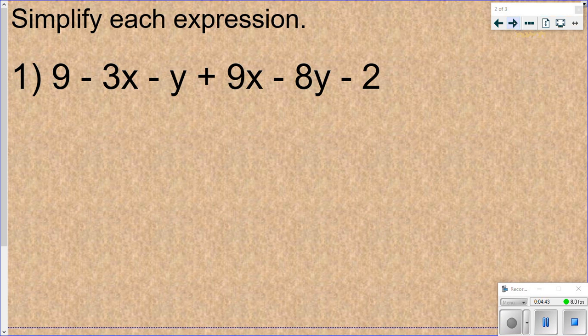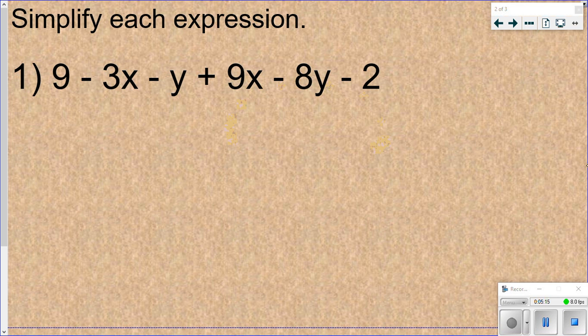So here's this expression, 9 minus 3x minus y plus 9x minus 8y minus 2. We've got numbers, we've got x's, we have y's. We want to simplify this by combining the things together that can be combined together. So we're going to combine the x's together, we're going to combine the y's together, and we're going to combine the numbers together. Now, I'm going to rewrite this, and I'm going to put the x's first, and then the y's, and then the numbers, and then I'm going to combine them.